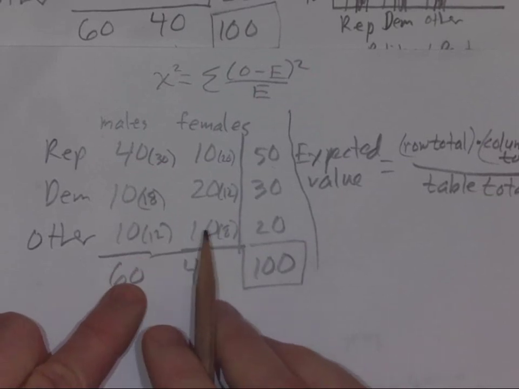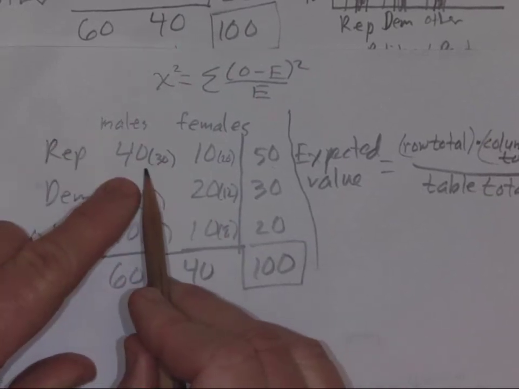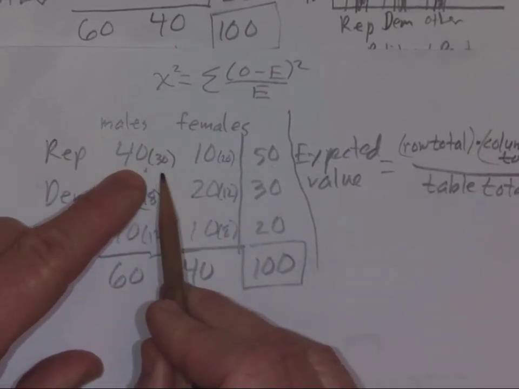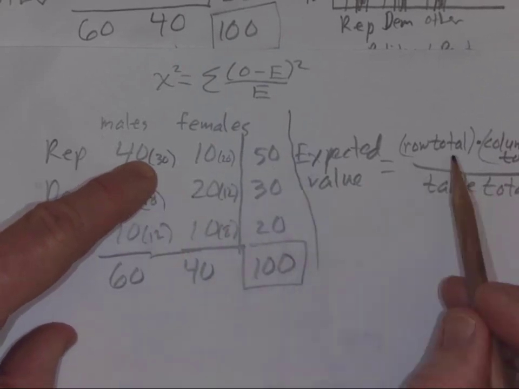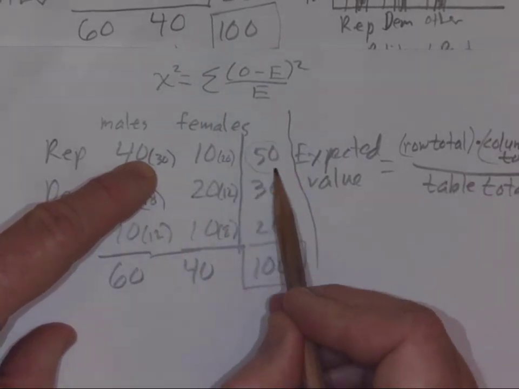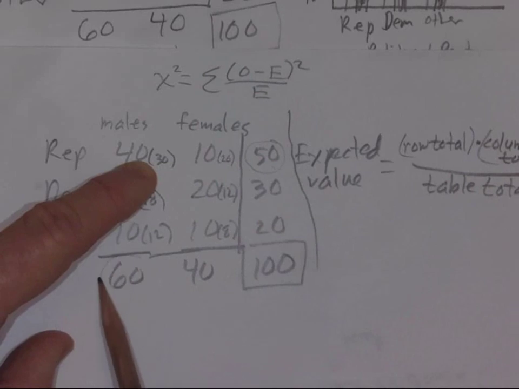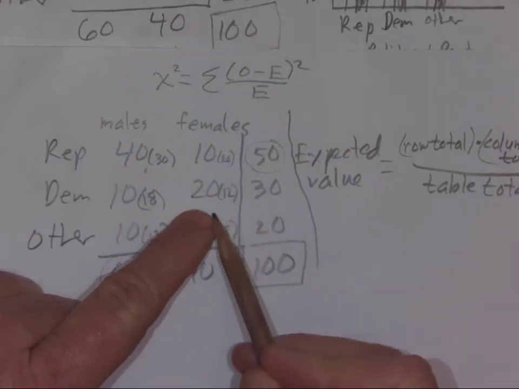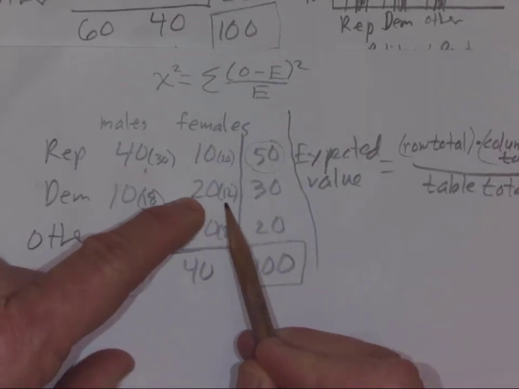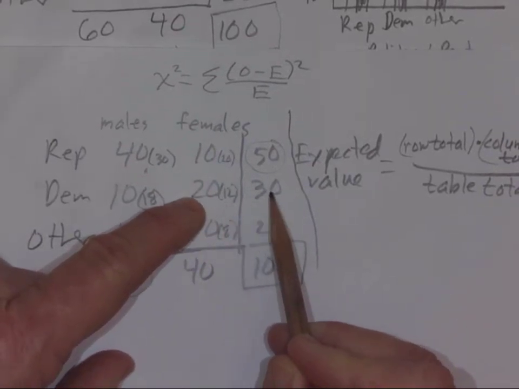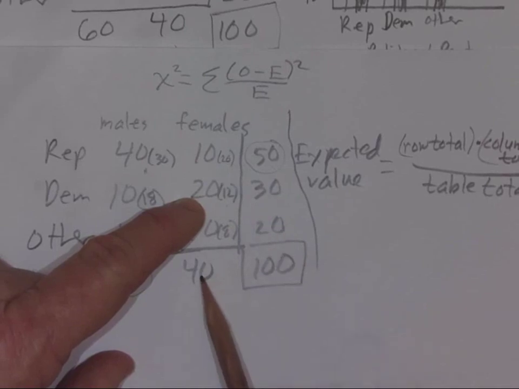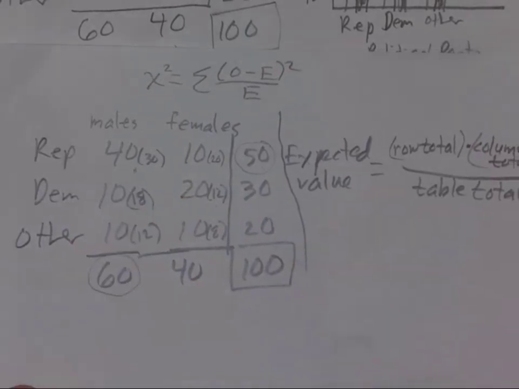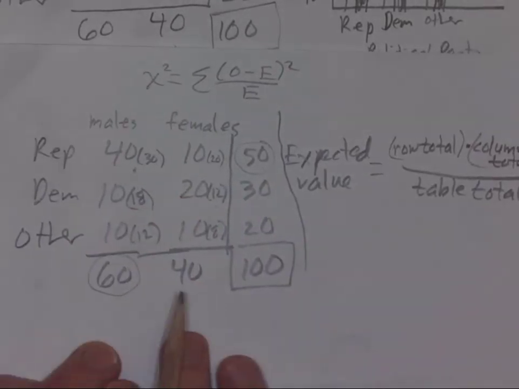And think about what I just did there. For every one of the cells, what is the expected count? It is the row total times the column total over the table total. And then I did that for every cell. So for female Democrats, to find the expected count, I just said 30, the row total, times the column total, 40, divided by 100.